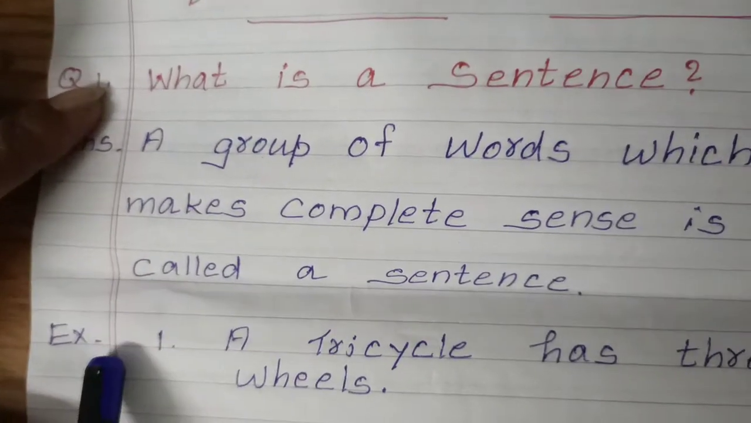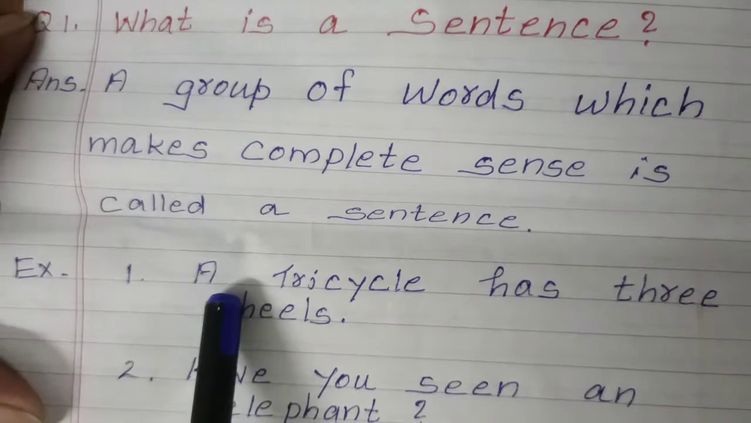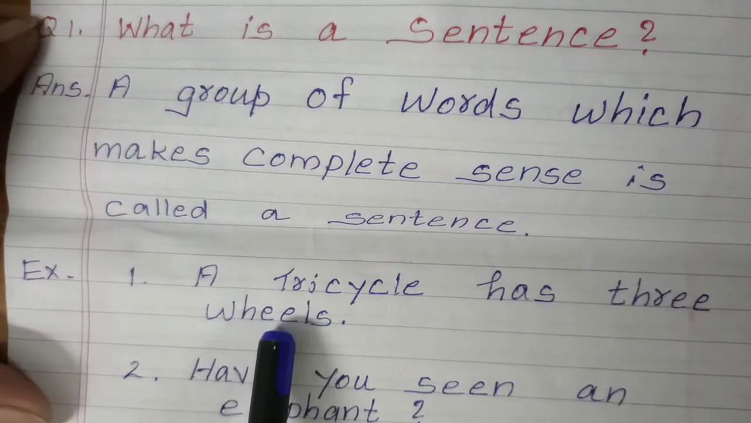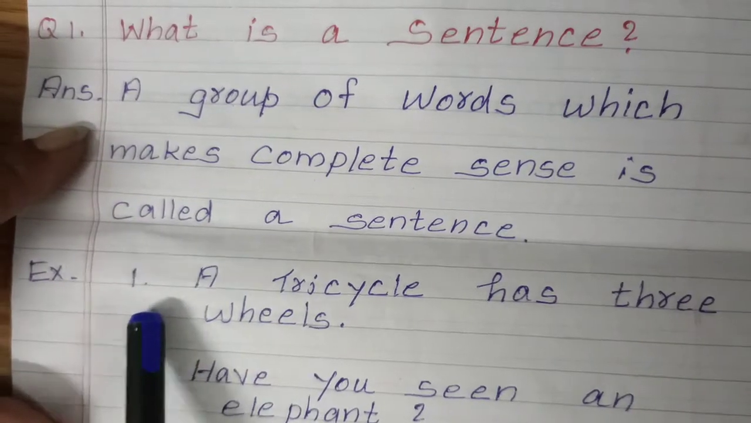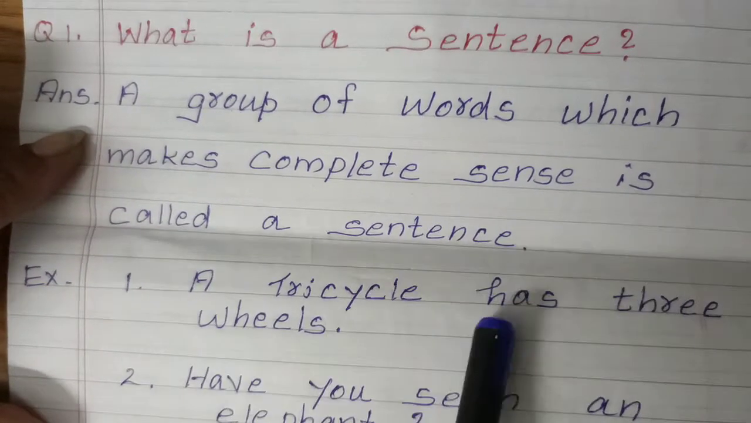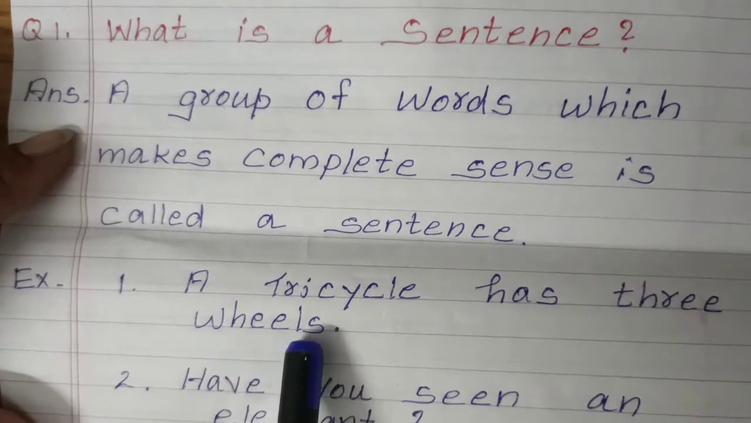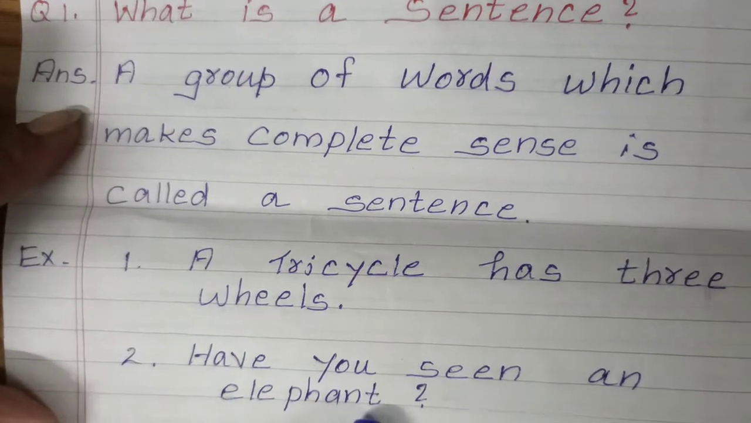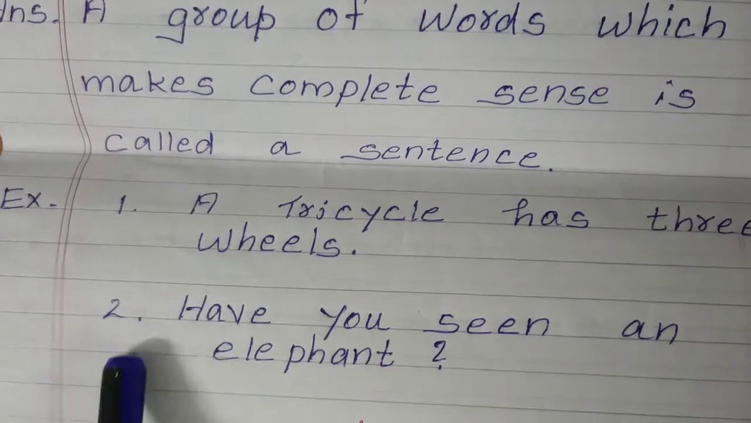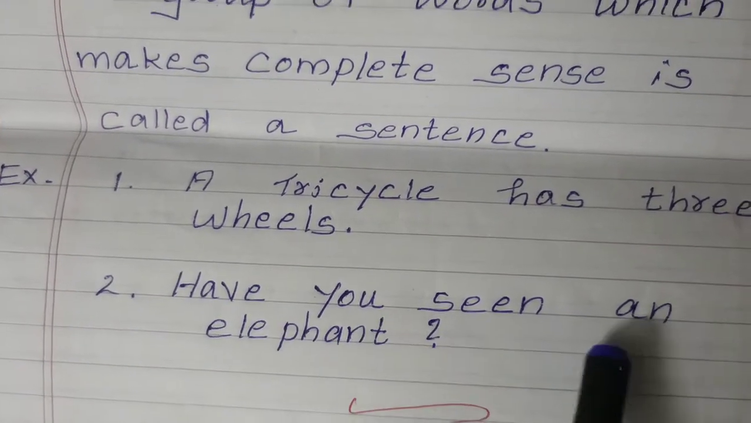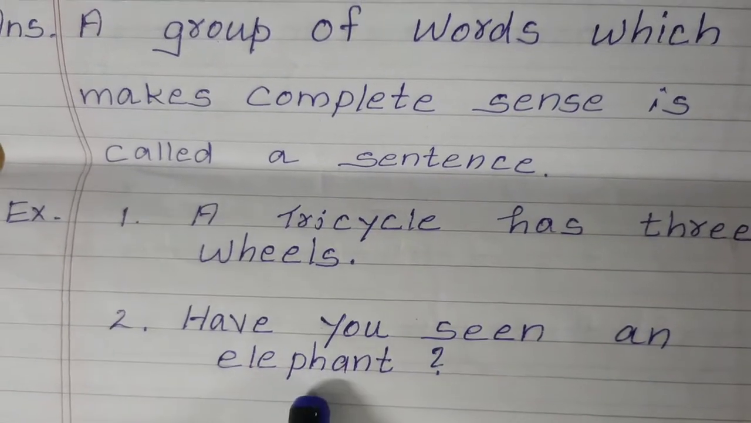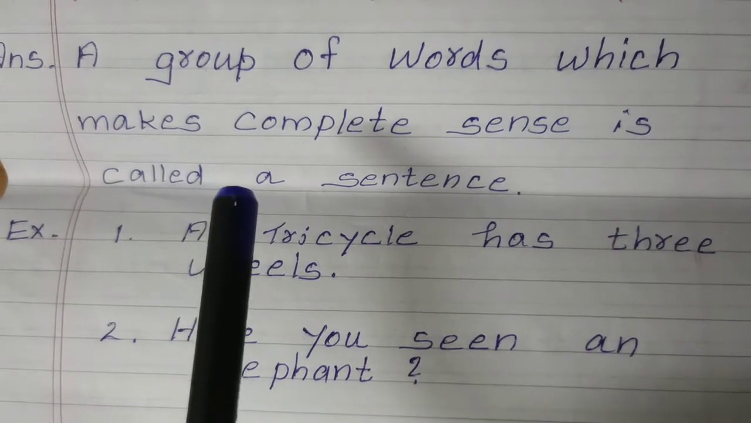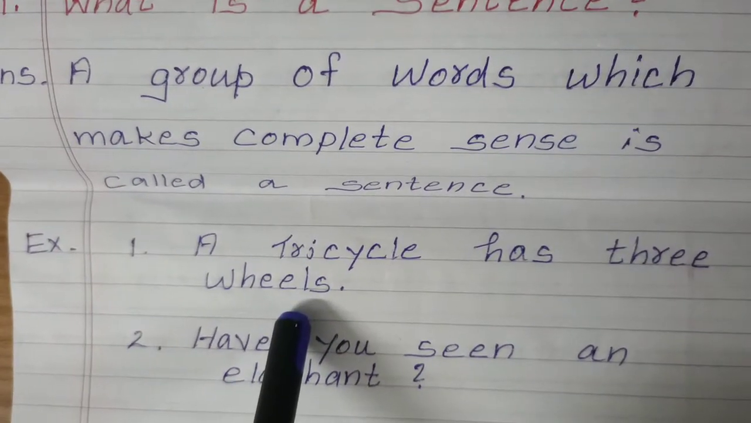Okay, example. A tricycle has 3 wheels. Example first: a tricycle has 3 wheels. Second: have you seen an elephant? It is the example for sentences. Okay, all of you take your language copy and write down this one.